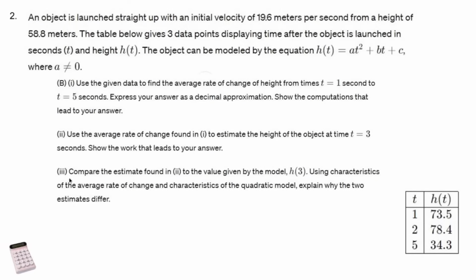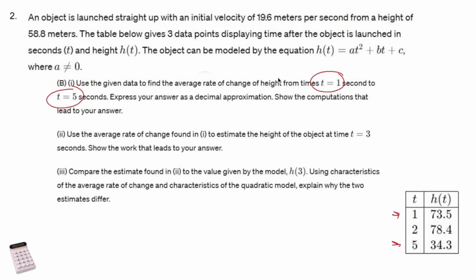B is a three-parter, and B part 1 is asking us to use the given data to find the average rate of change from times t equals 1 second to t equals 5 seconds. Now, there's two ways you can handle this. You just came up with an equation. You could use the equation in your calculator to do the math for you. But what I'm going to do is use the fact that it gave us t equals 1 and t equals 5, and look, t equals 1 and t equals 5.